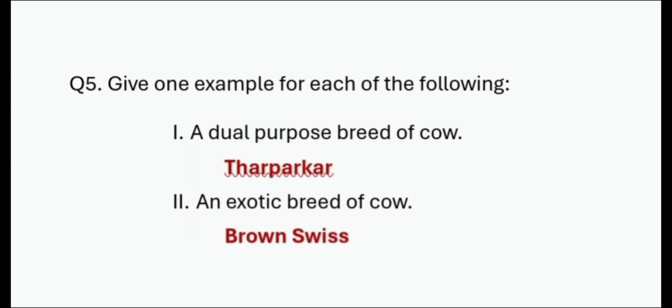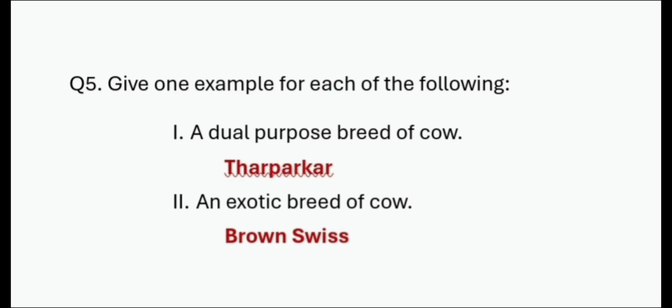Then we do have number 5, which is to give one example for each. A dual purpose breed of cow is Tharparkar. An exotic breed of cow is Brown Swiss. But we do have many more alternatives for each of these answers as well. Then it comes to a breed of buffalo, which is common to Gujarat, that is Mehsana.